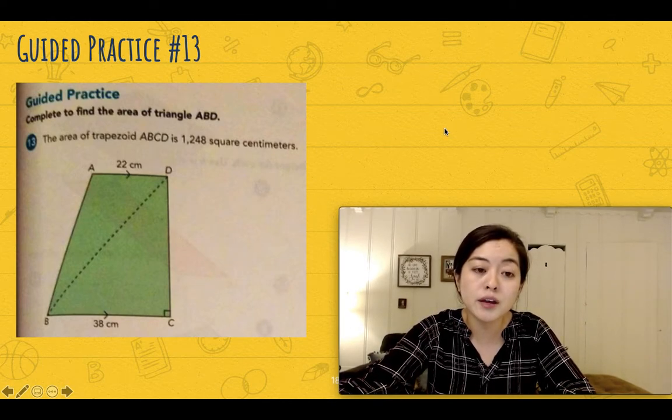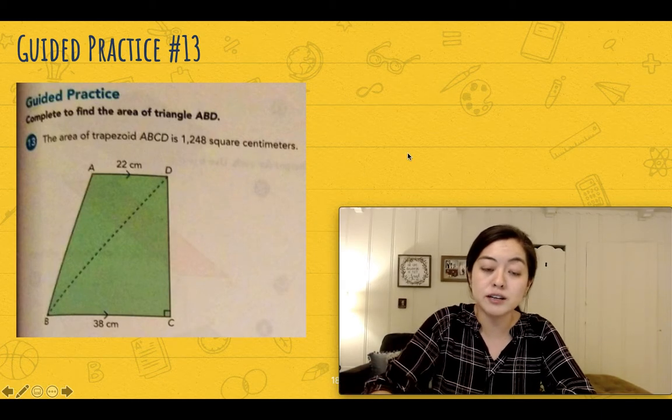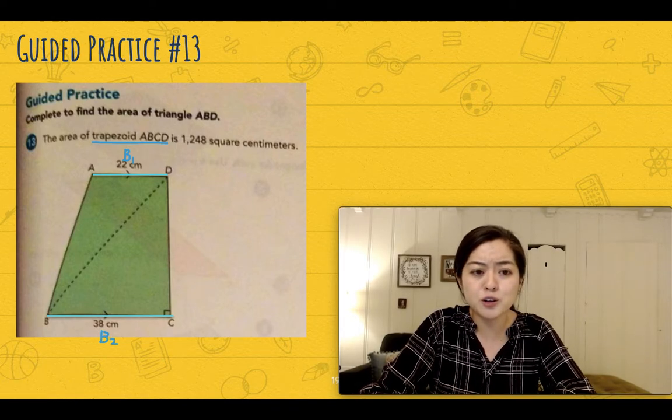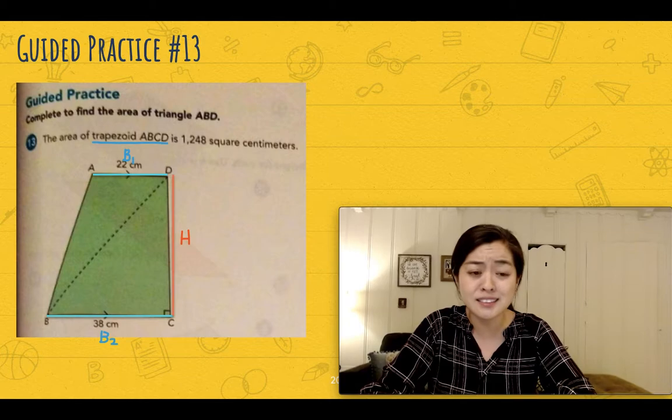So our main goal, so I know my parallel sides, which means that AD is a base and BC is a base of my trapezoid. Now, if I know the bases, then that means there has to be a height. Can you find the height in this shape? There it is, that's the height.